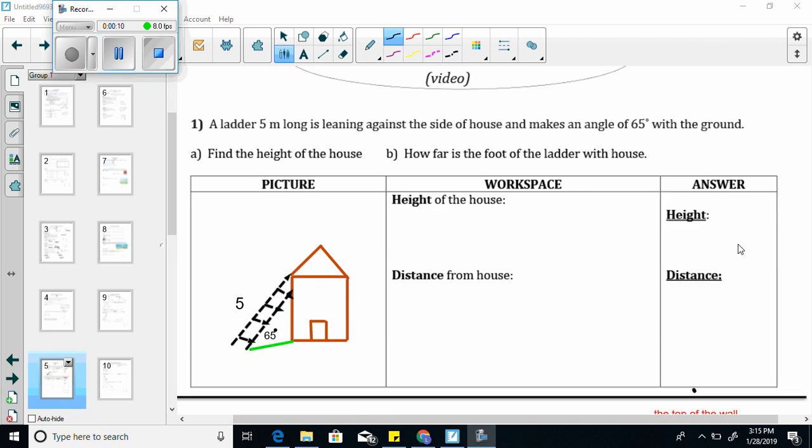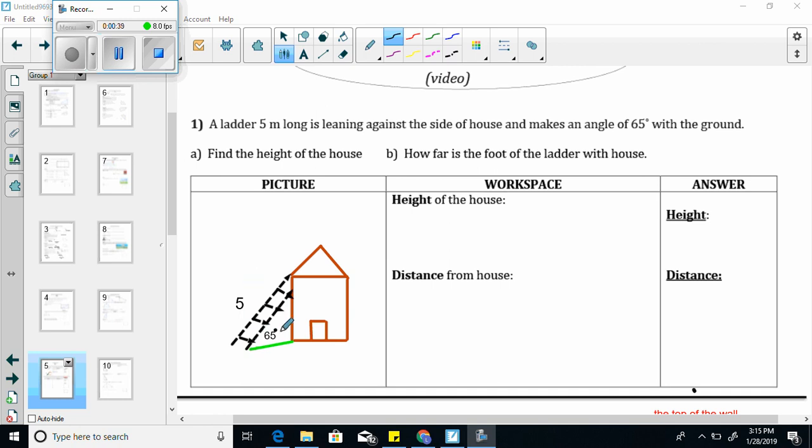It says a ladder 5 meters long is leaning against the side of the house and makes an angle of 65 degrees with the ground. So here I drew a beautiful picture for you guys. You can do the same thing, or it can just be a sketch, whatever you want to do. The important thing here is that you visually understand the length of the ladder is 5 meters and where the angle is, and then our missing information.